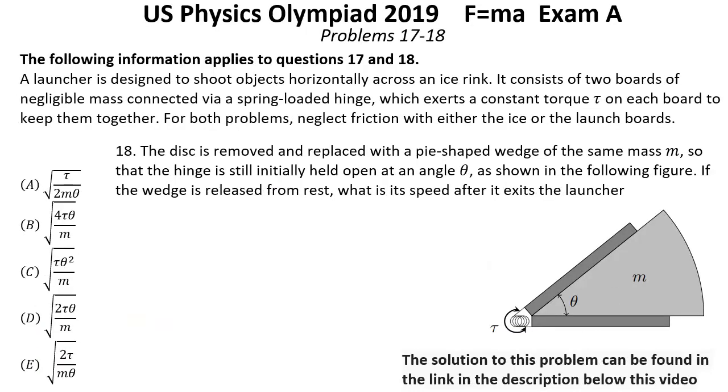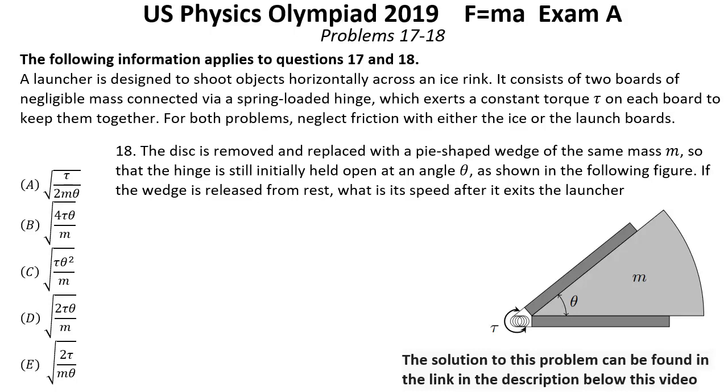Problem number 18. The disk is removed and replaced with the E-shaped wedge of the same mass m, so that the hinge is still initially held open at an angle theta, as shown in the following figure. If the wedge is released from rest, what is its speed after it exits the launcher? Solution for problem number 18.